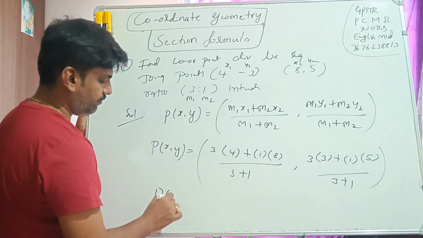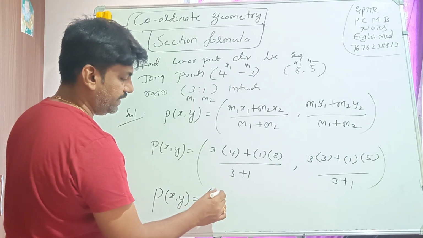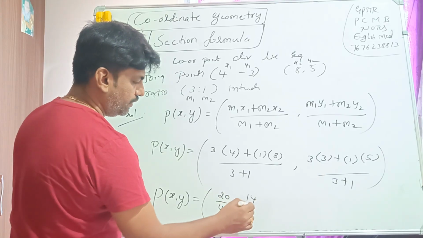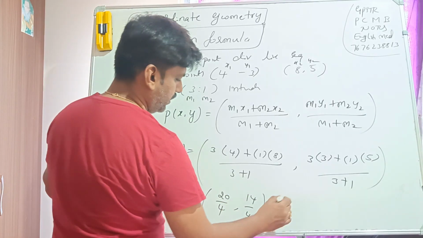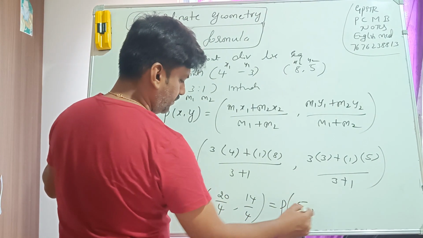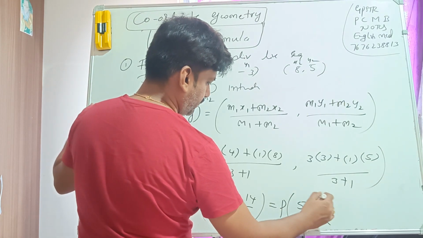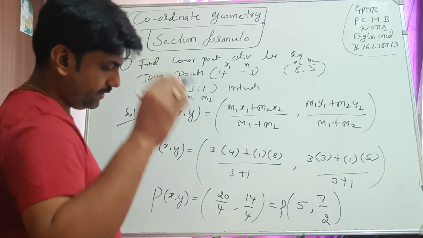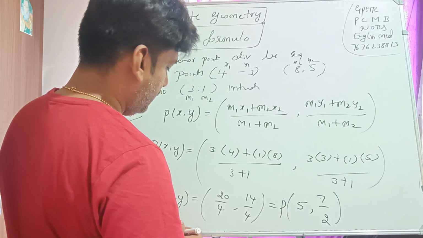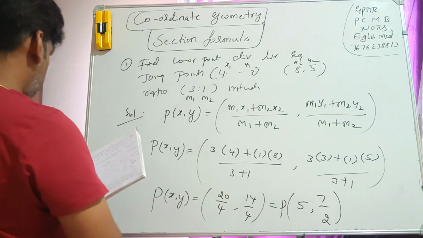So here P of x comma y equals 12 plus 8 is 20, 20 divided by 4, and -9 plus 5 is -4, -4 divided by 4. So if we solve here, 4 fives are 20, so it is 5, and -4 divided by 4 is -1. So P is 5 comma -1. Now cross check whether we have done it correctly. Cross check. Have we made any mistake?